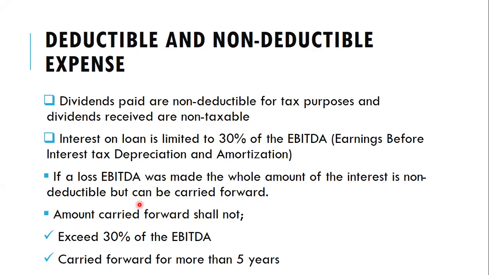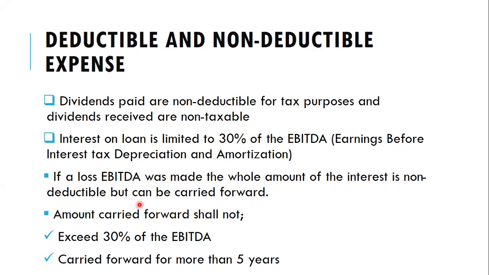Now companies borrow money in order to finance their different projects, so they pay annual interest. When annual interest is paid, according to ZiCA, that interest is limited to only 30% of the earnings before interest, tax, depreciation, and amortization. So the only amount that's deductible, that's allowed by ZiCA, is 30% of the earnings before interest, tax, depreciation, and amortization.